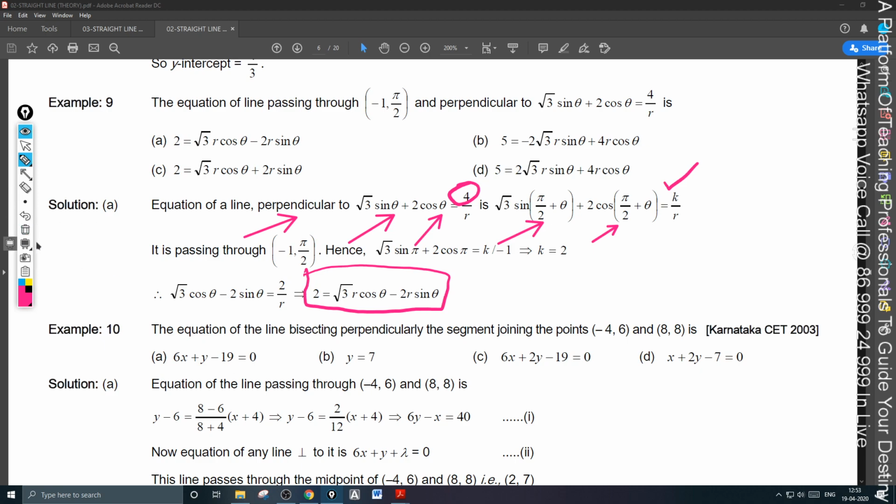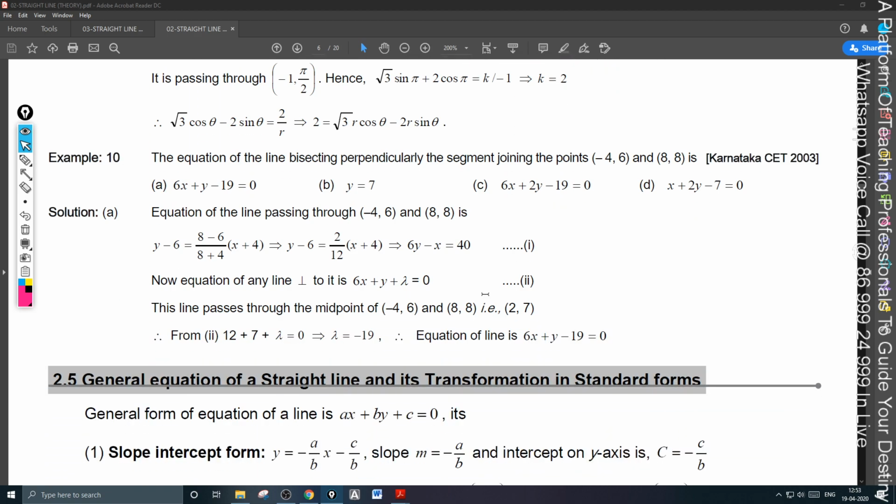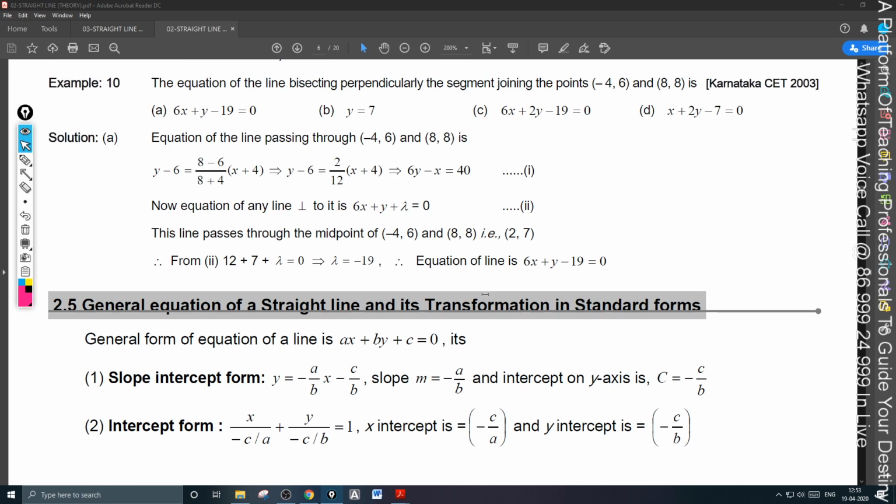Okay. Now, the next one is the equation of the line bisecting the segment joining the points. Here, interestingly, some points can be discussed. Minus 4, 6 and 8, 8. Let me take the data first.